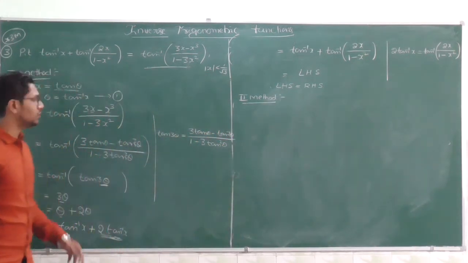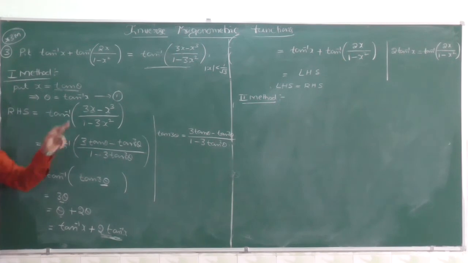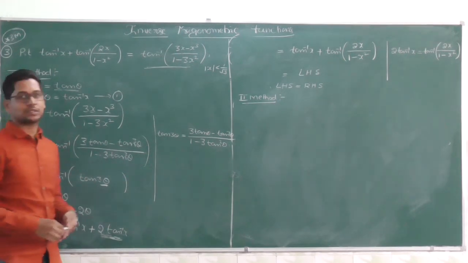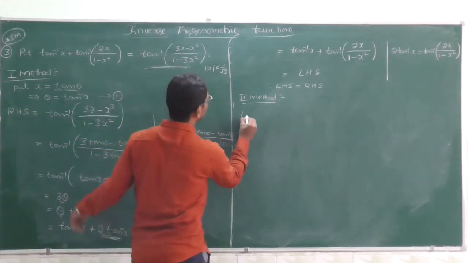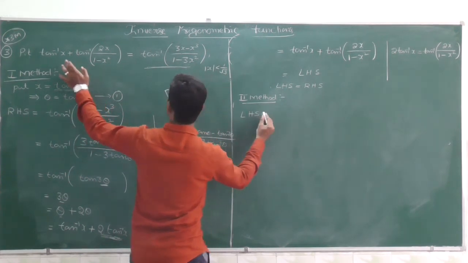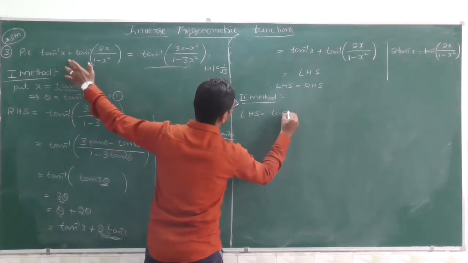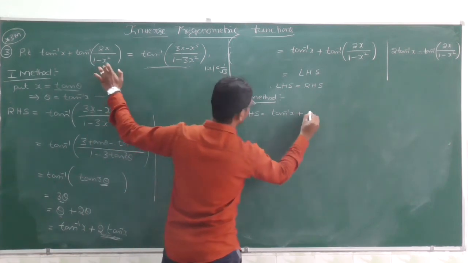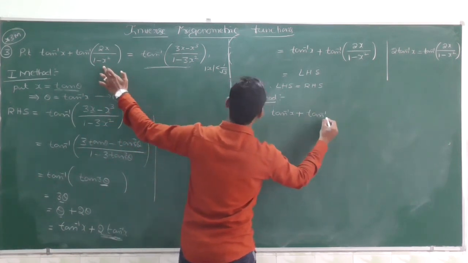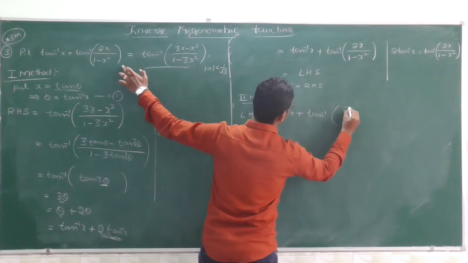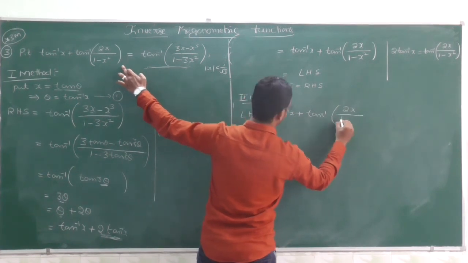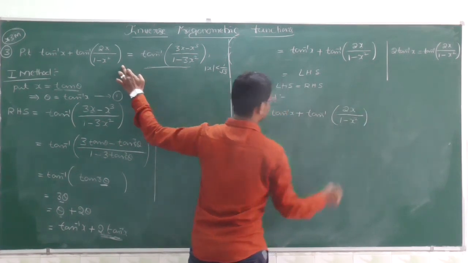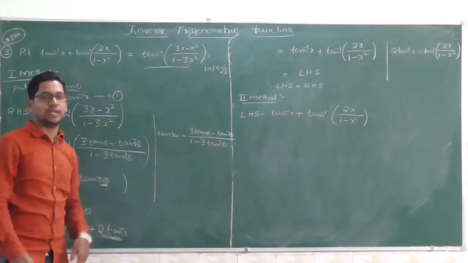In the first method we took RHS. In the second method we take LHS. Take the LHS: LHS equals tan inverse x plus tan inverse of 2x divided by 1 minus x square.